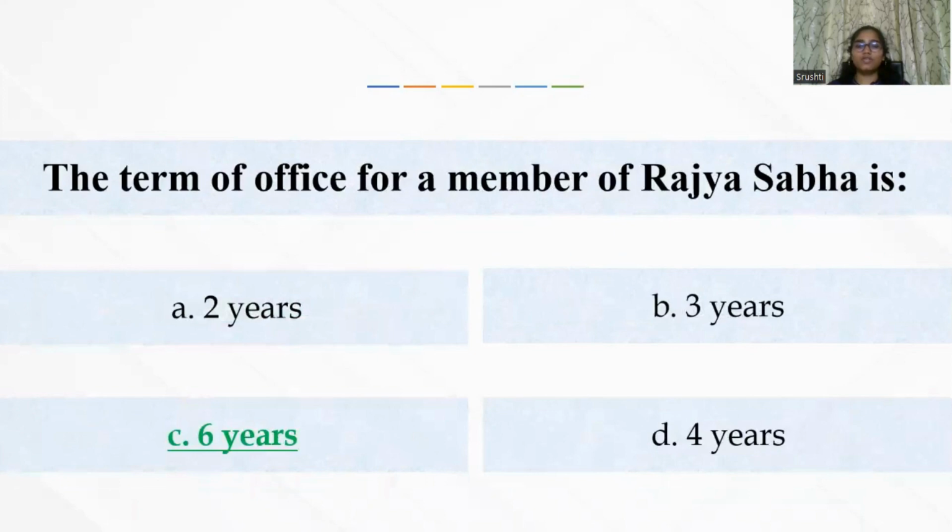The term of office for a member of Rajya Sabha is option A, 2 years, option B, 3 years, option C, 6 years, and option D, 4 years. The correct answer is option C, 6 years.